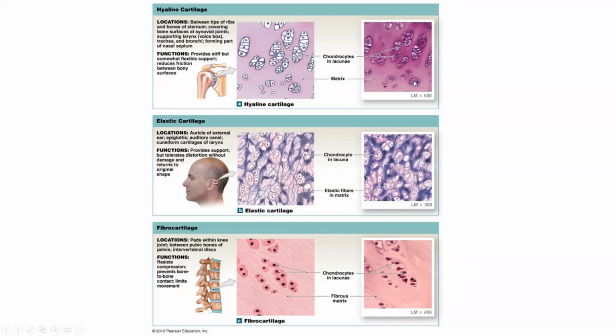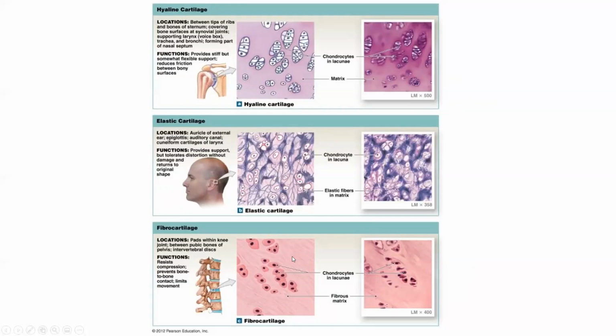You lose this glossiness when you see elastic fibers right here around these chondrocytes. This is elastic cartilage. If instead of elastic fibers, you see these densely packed fibers traveling in typically only one direction, this is known as fibrocartilage because of the fibrous matrix that surrounds these chondrocytes.